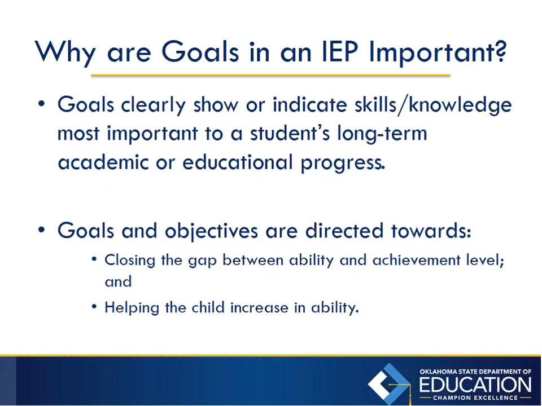Goals clearly show or indicate skills and knowledge most important to a student's long-term academic or educational progress. Goals and objectives are directed towards closing the gap between ability and achievement level, and of course helping the child increase in ability. You really want to stay away from generic goals. You know, Johnny will pass all of his classes. Well, that's the goal for every student in the state of Oklahoma. We want them all to pass their classes.